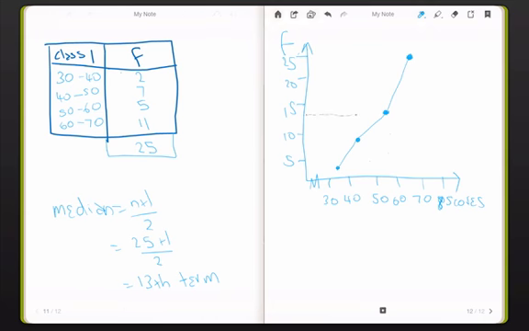So we're going to go across and have a look. It's about here. So let's go down. Looks like about 54 to me. So the median score is 54. Okay, so that's how we use a cumulative frequency graph to find our median. So we draw our graph, we work out where the median is, and then we just look at it on the graph. I hope that helps.